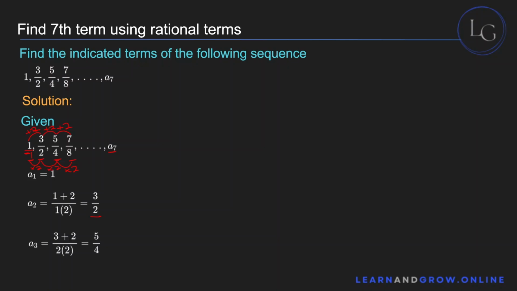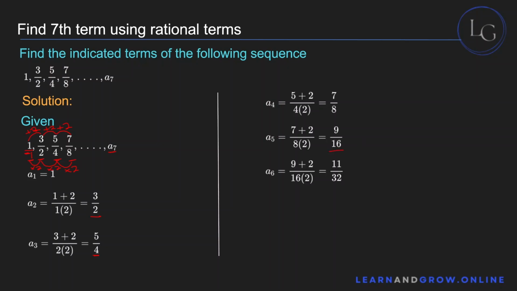So for A3, 3 will be added with 2, and the 2 in the denominator will be multiplied with 2. And now we have A4. So the numerator 5 in A3 will add 2 into that, and the 4 in the denominator here will be multiplied with 2. And so we'll go to A5 with the same thing. We'll get 9 by 16.